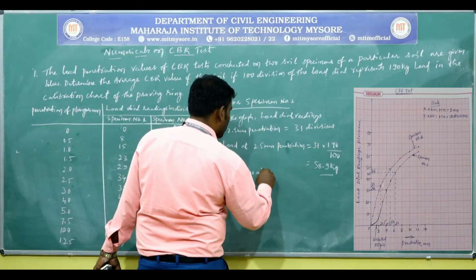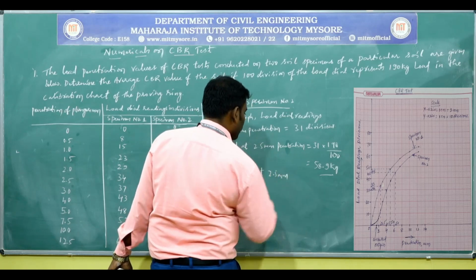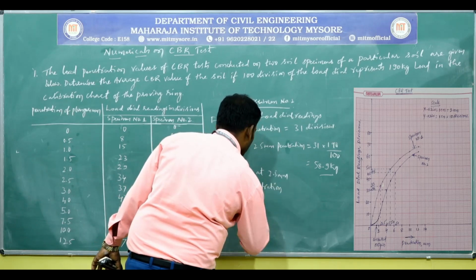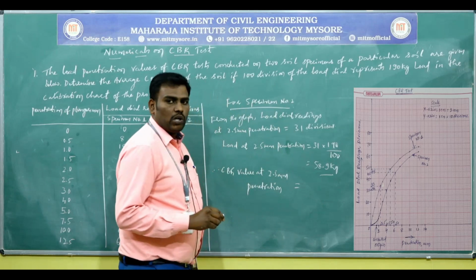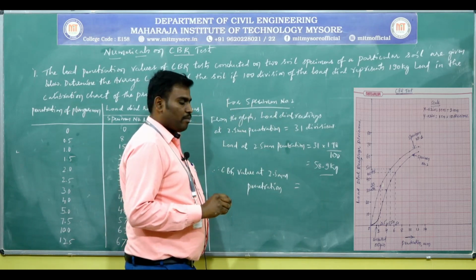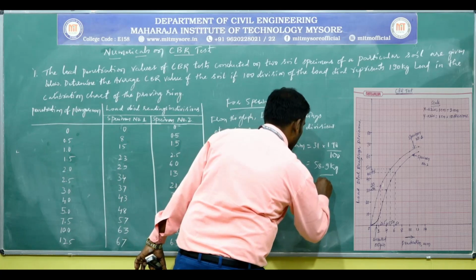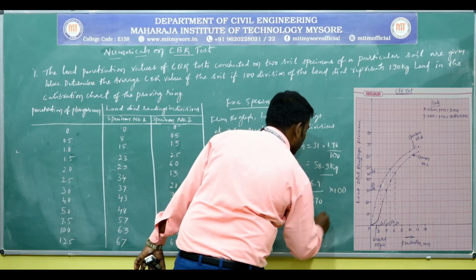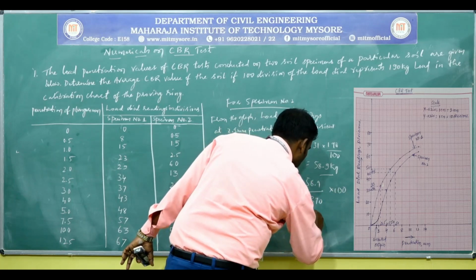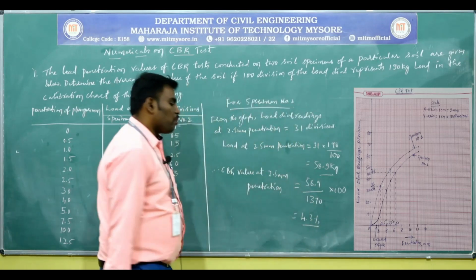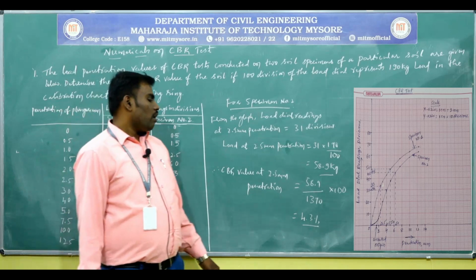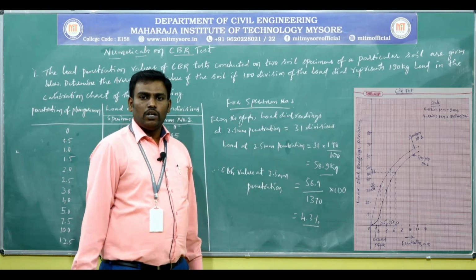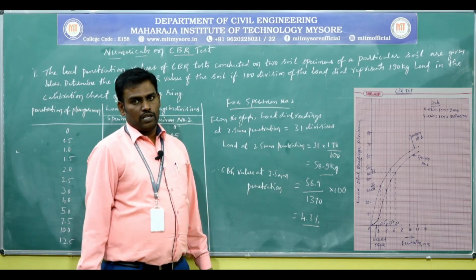Then therefore CBR value at 2.5 mm penetration is equal to what? Actual load causing 2.5 mm penetration divided by standard load causing 2.5 mm penetration. What is the actual load? 58.9. Standard load is 1370, multiplied by 100. Okay, this will give us about 4.3%. 4.3% is the CBR value of specimen number 2 at 2.5 mm penetration.